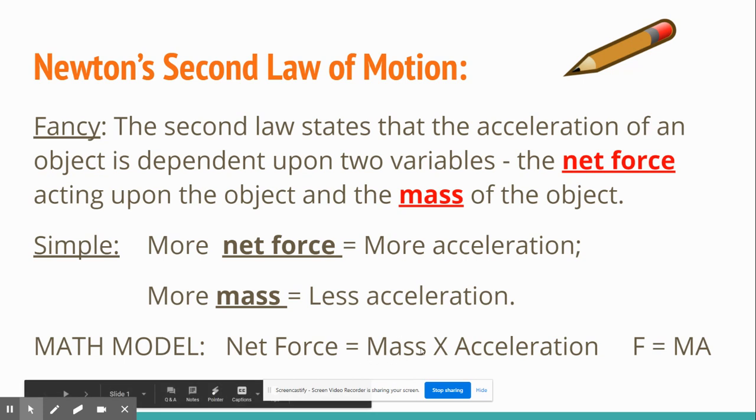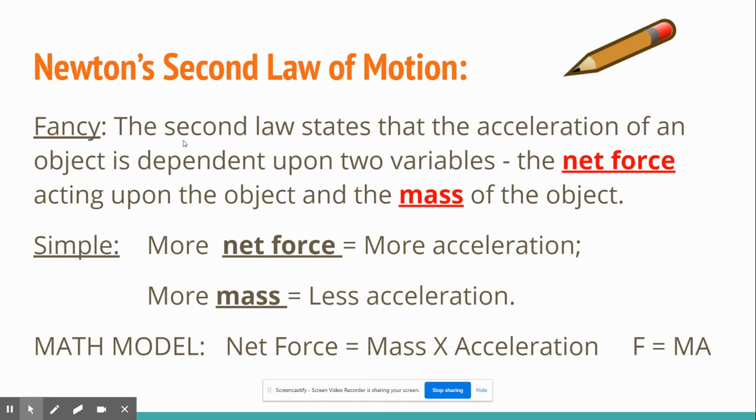And again, you might have come up with one of the other equations, rearranging this. But basically, the net force on an object is equal to the mass of the object times its acceleration. And usually you'll see it written this way: force equals mass times acceleration. So this is a shortcut way.